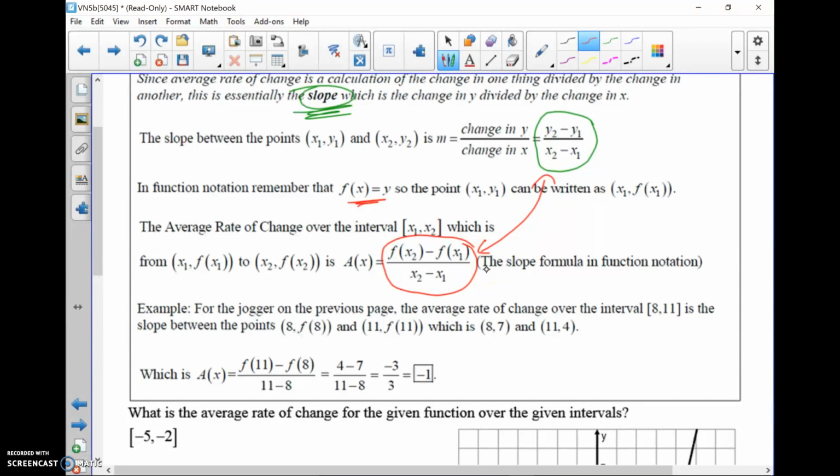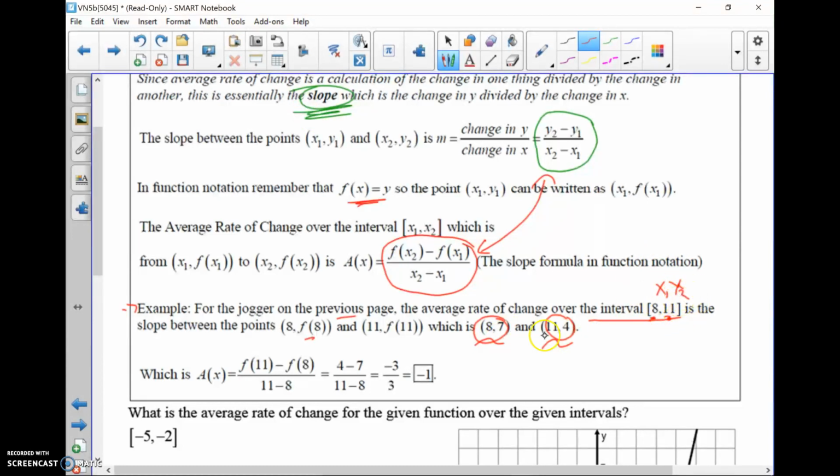But it's not going to ask you to do the slope between two points. It'll ask for the average rate of change over an interval, and an interval is two x values. So over the interval 8, 11, 8 is the x, so what is f of 8? In the example on the previous page, it worked out that (8, 7) and (11, 4) were points on the graph. So the interval of 8 and 11 had the coordinates (8, 7) and (11, 4). Again, in an interval, that's like x1 and x2.